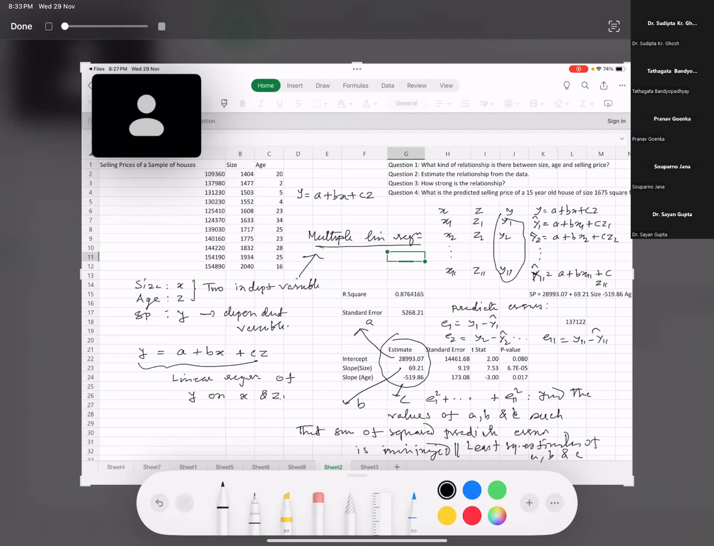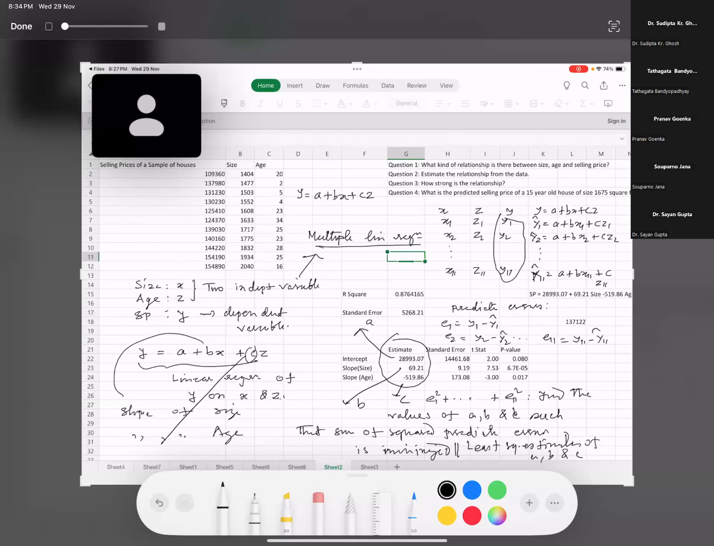But let's go to the slope of size. There are two slopes here. B is the slope for size. B is often called the slope of size, and C is the slope of age. And what is the estimate of B? Estimate of B, you see, 69.21. What does it mean? It means that if you consider houses with same age Z, they have same age, but only you increase the size by 1, that is from X, you make it X plus 1, then the change in selling price would be B.